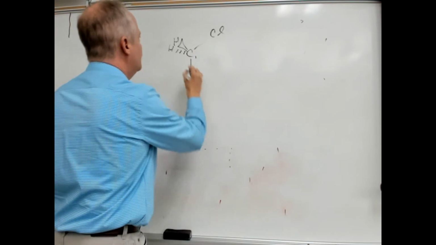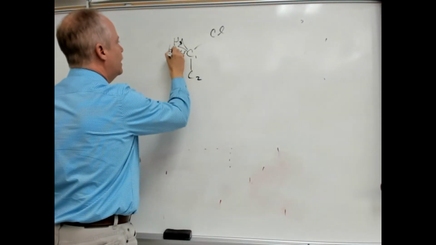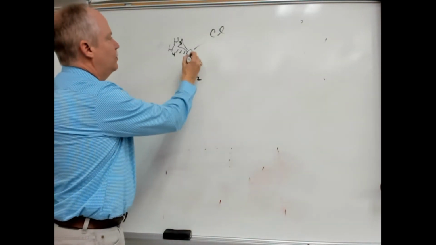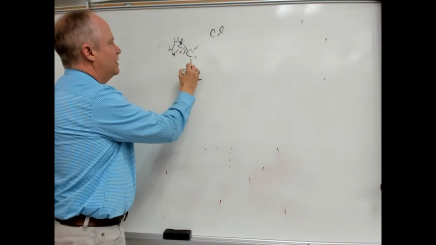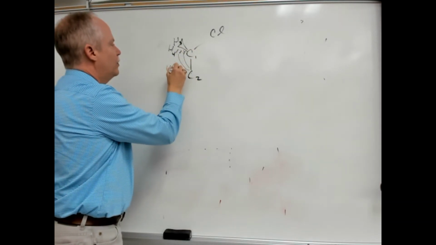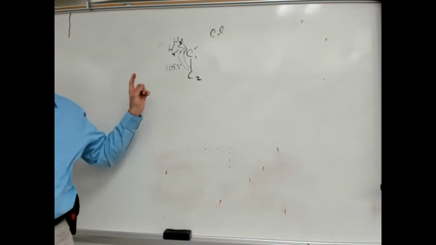Carbon 1, carbon 2, hydrogen 3, hydrogen 4. And so what I've done is I've defined this angle here and that angle here. Both of those are 109.5. Is everybody okay with that?